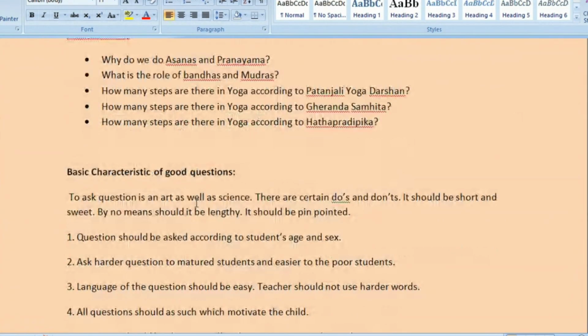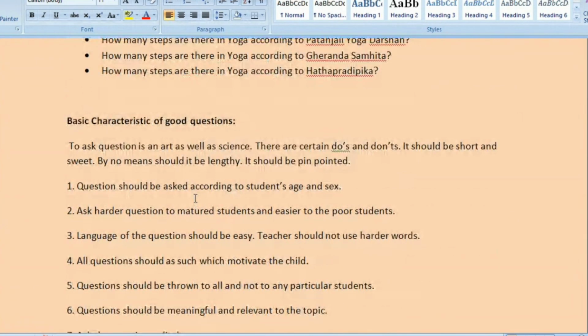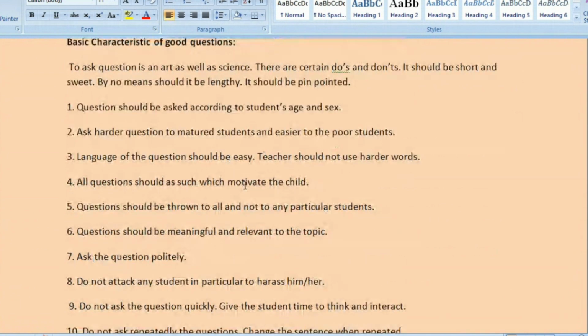Now, we will focus on the basic features of good questions. To ask a question is an art as well as a science. There are certain do's and don'ts. It should be short and sweet. By no means should it be lengthy.